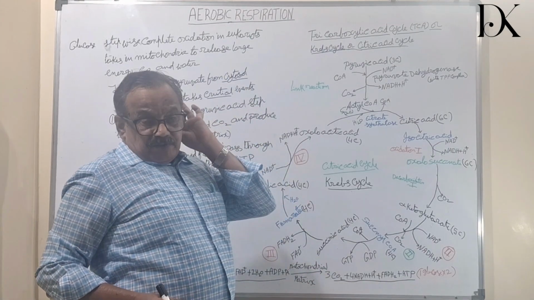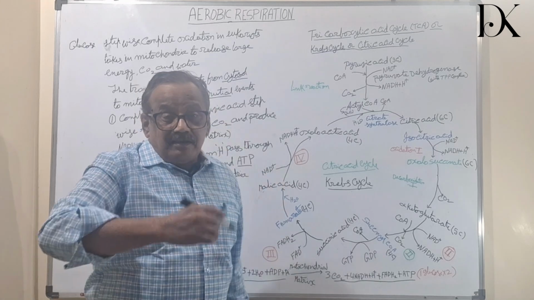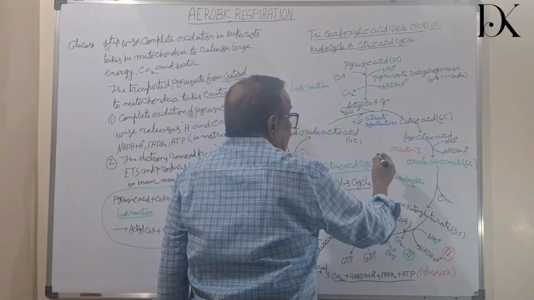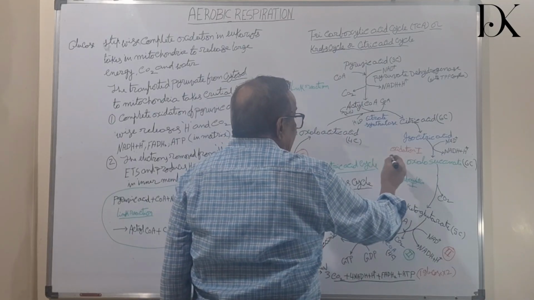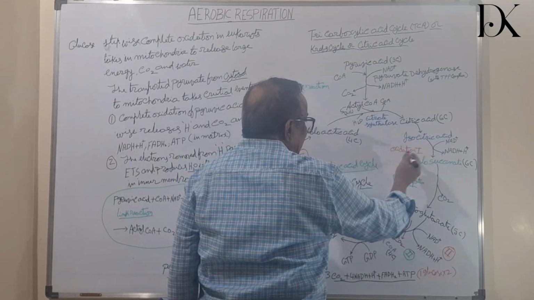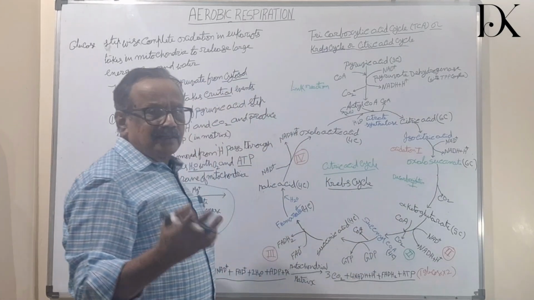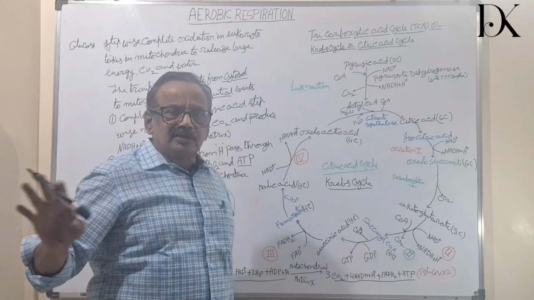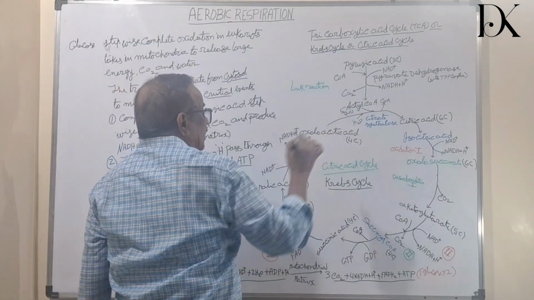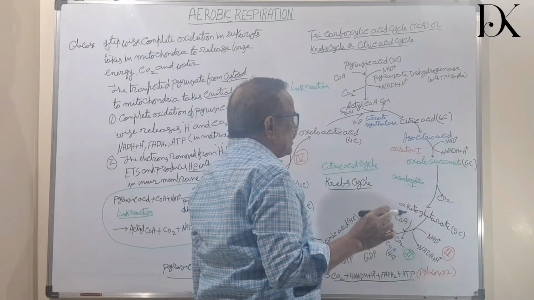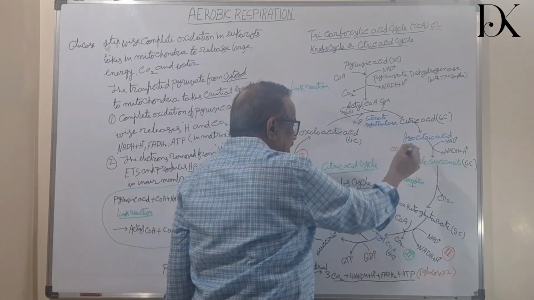Here some people write the enzyme names also. Isocitrate dehydrogenase means for this one dehydrogenase, for that one dehydrogenase, like that. It is not in the textbook and it is not necessary also. Only this enzyme has been given. So the first oxidation takes place when isocitric acid is forming.